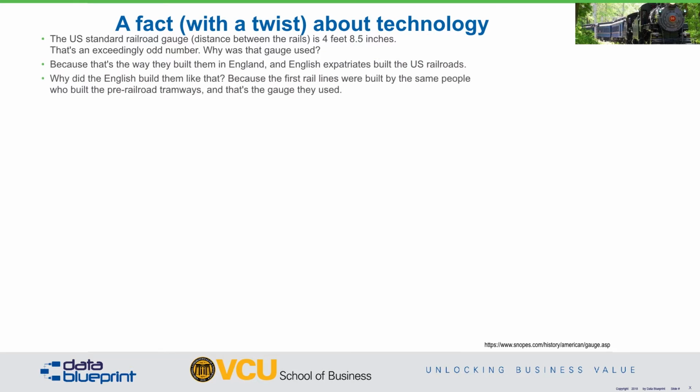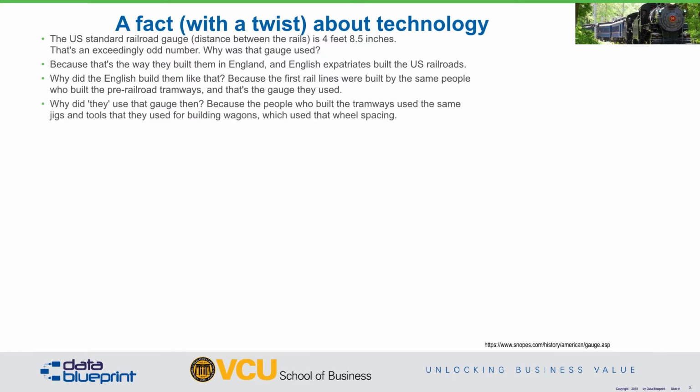Well, because the first railway lines were built by the same people who built the pre-railway tram lines. That's used to take a horse and draw a wagon across it. And if you had a road that was smooth, it was easier to bring the goods and services. Why did they use that gauge? Well, the people who built the trams used the same tools that they use for building wagons, which use the same wheel spacing. Oh, okay.